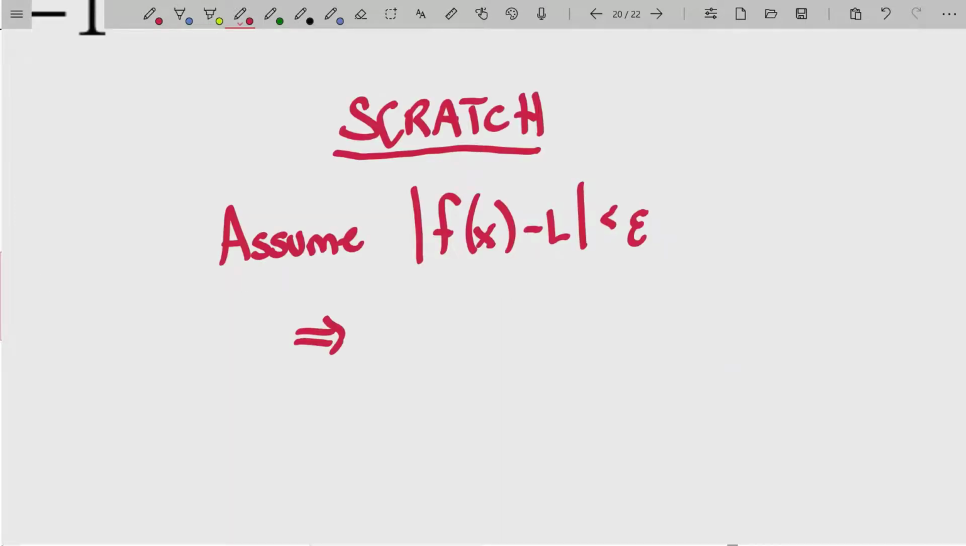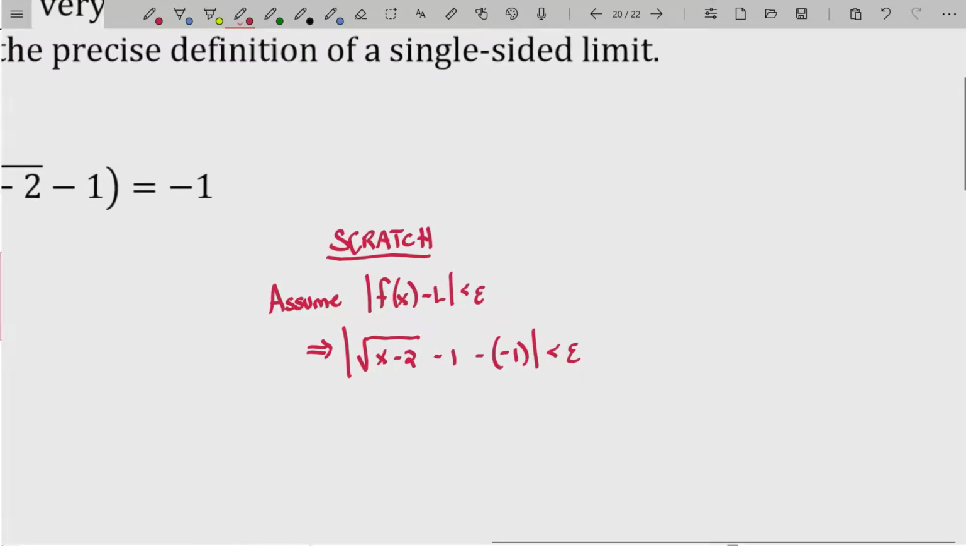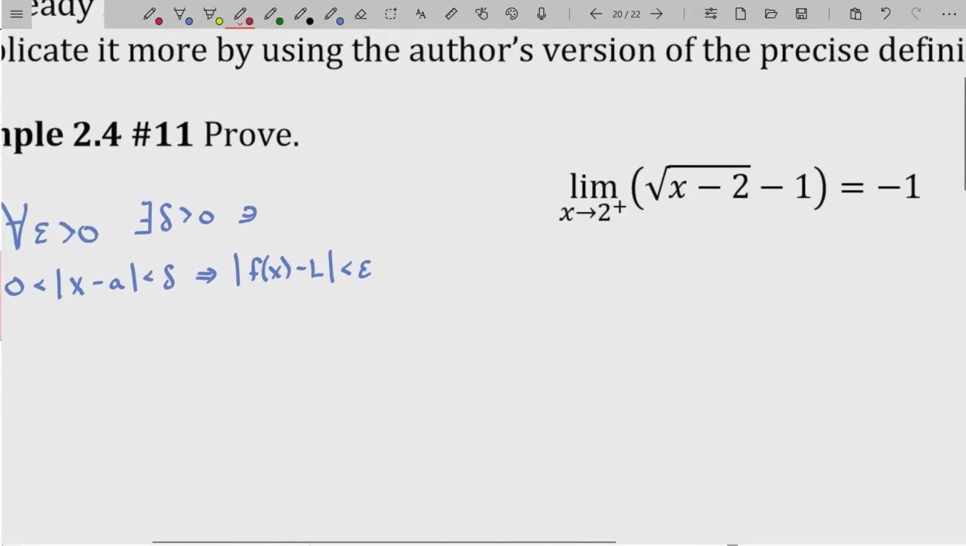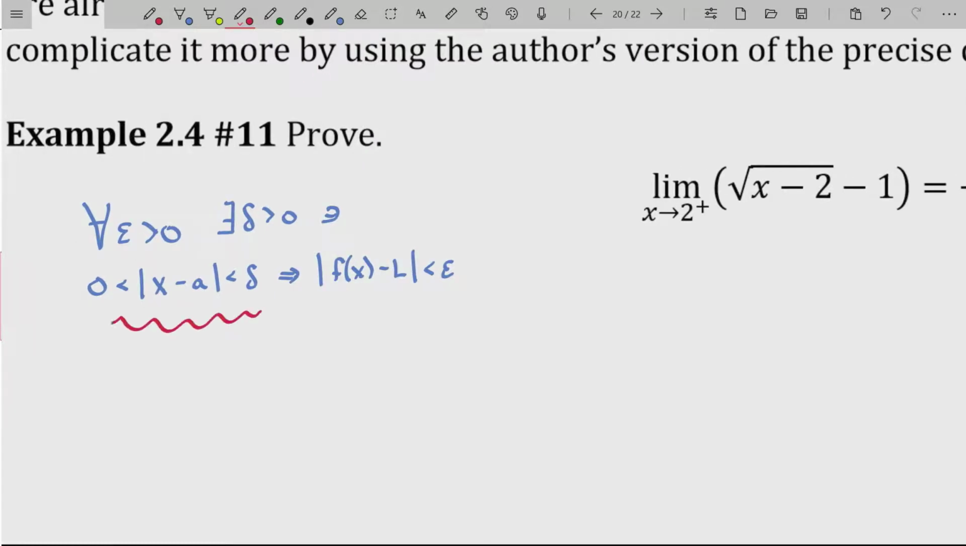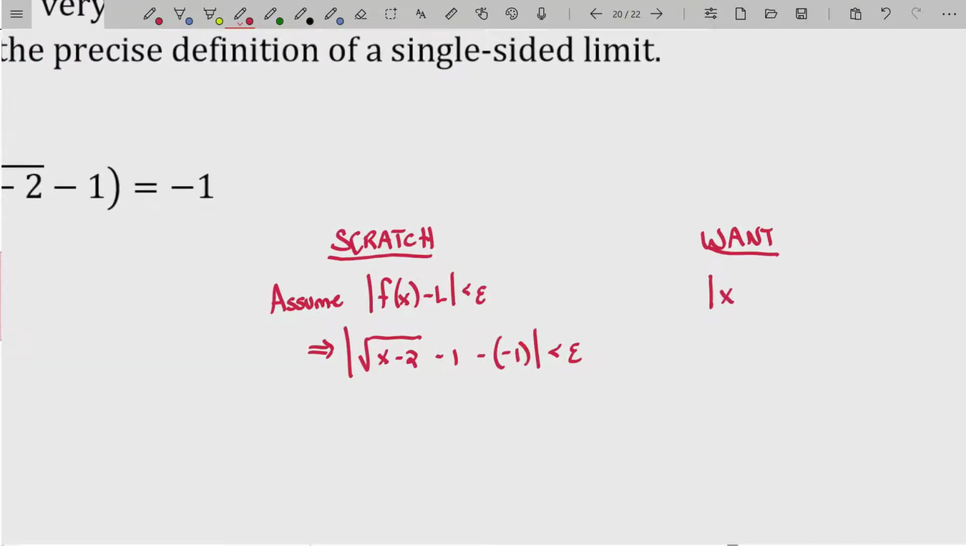And that's what I have written here. Let me go ahead and just point out our function is the square root of x minus 2, minus 1. And our limit is -1. And we're assuming that's less than epsilon. And then over to the right, I'm just going to mention what I want. In the end, I want to arrive at the distance between x and 2 to be less than delta. So I want the distance between x and 2. Let me write that over here. The distance between x and 2. I want that to be less than some constant.